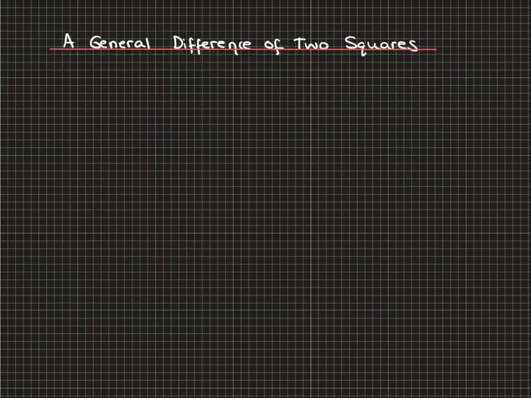Now, what we're going to see is whether we can generalise what we've just looked at. So let's take a look at a general difference of two squares. So I've got x squared minus, and instead of a specific number, I'm going to say y squared. Now, y squared could be 2 squared, so 4, or y squared could be 5 squared, so 25 there. But I'm going to do this algebraically.